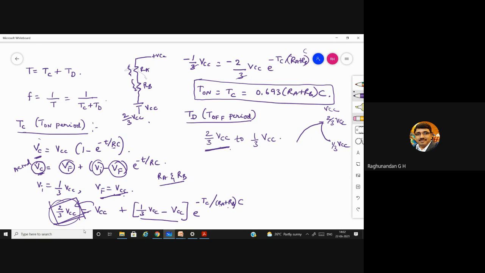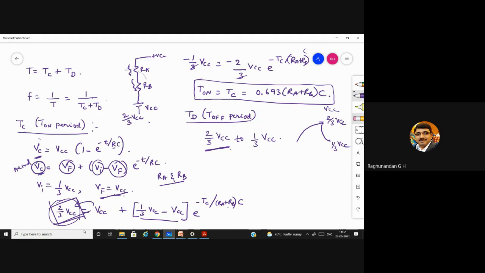But because of the designing of RA and RB, because of the RA and RB values, we are not allowing it to discharge to 0. At the same time, we are not allowing it to charge to VCC. So we are making it work between this. That's what I told in the morning class. It is swinging between this. It can go to plus 2 by 3 VCC, or it can come to 1 by 3 VCC. It is not allowed to cross that level, or go below the level of 1 by 3 VCC.